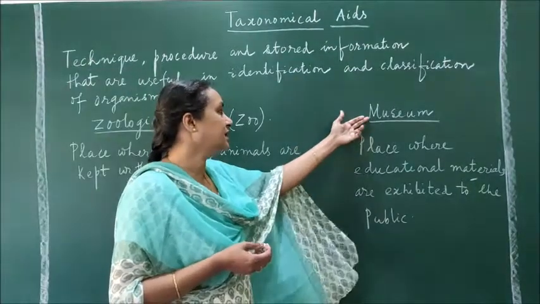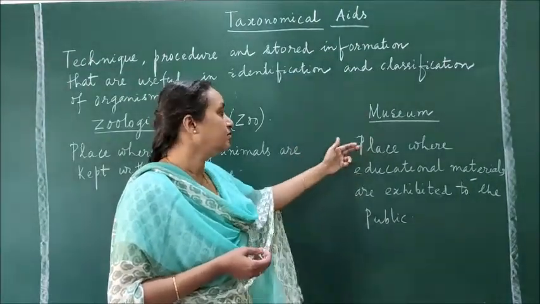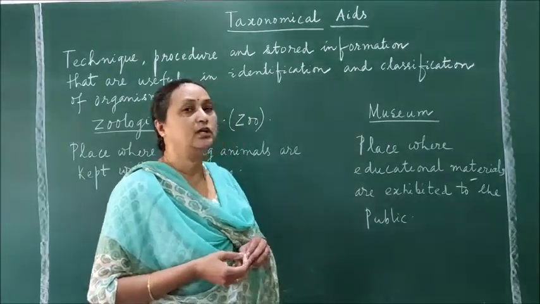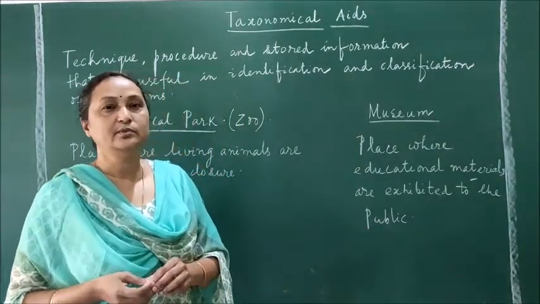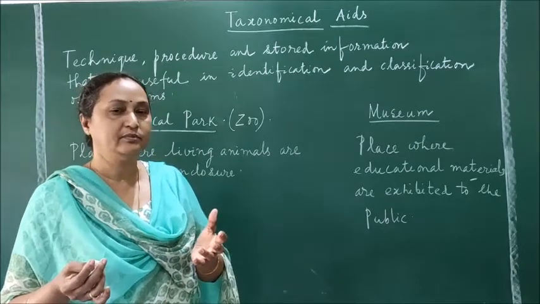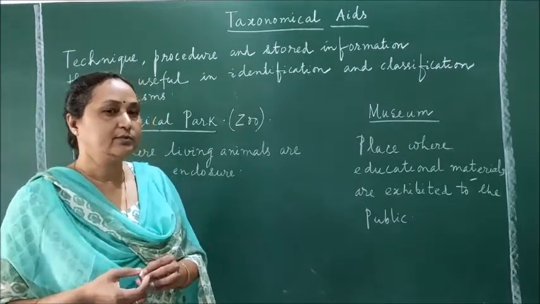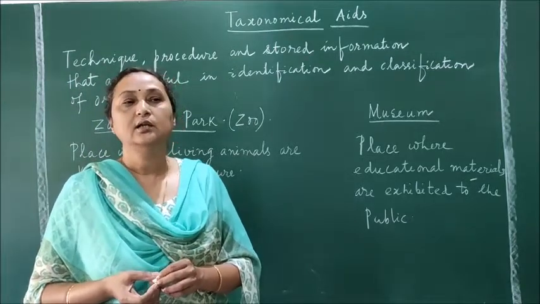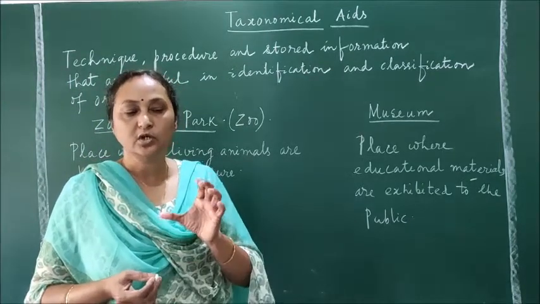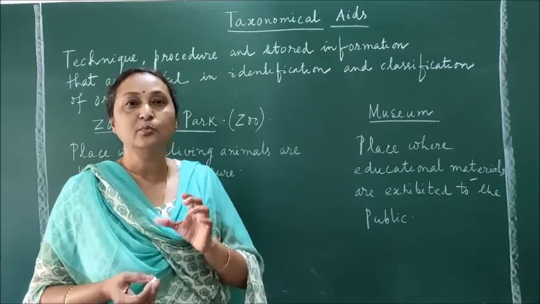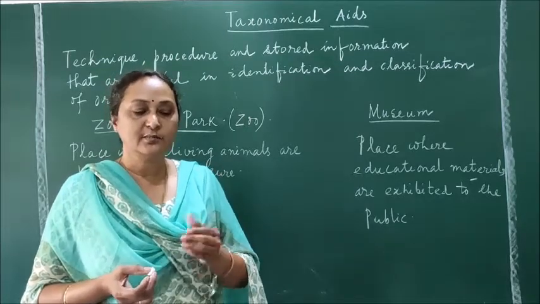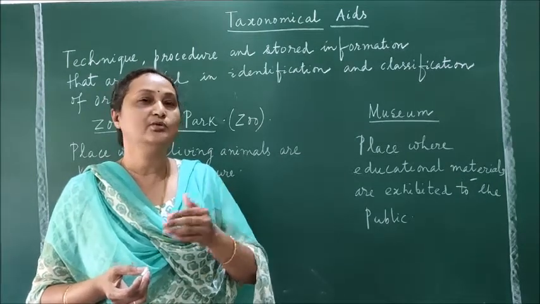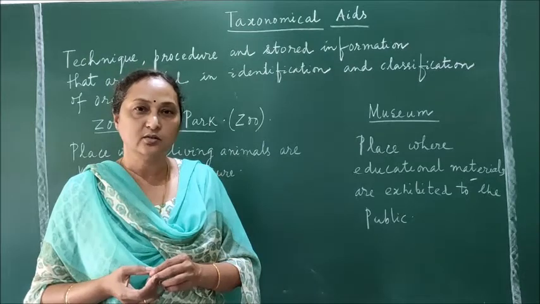Then the next taxonomical aid is the museum. A museum is the place where educational materials are exhibited to the public. For example, suppose you take your own biology lab in your school. In your school you have seen that there are many specimens in bottles, small specimens. Although they are non-living, you can see them, and if you want to study the morphological characters, that is also possible.